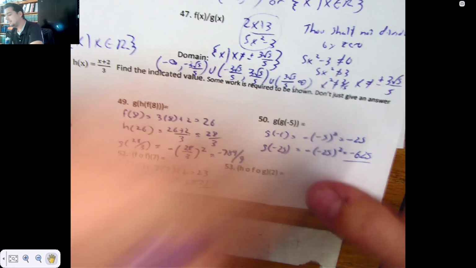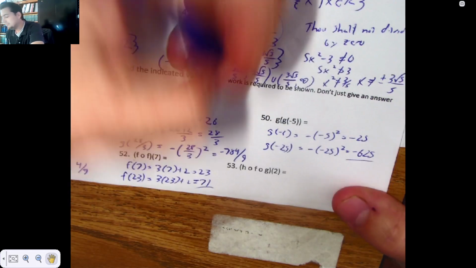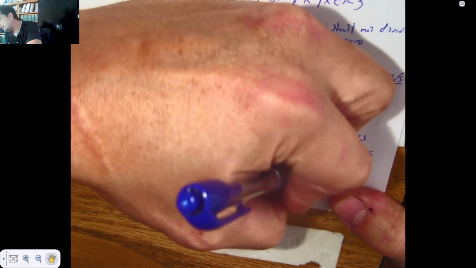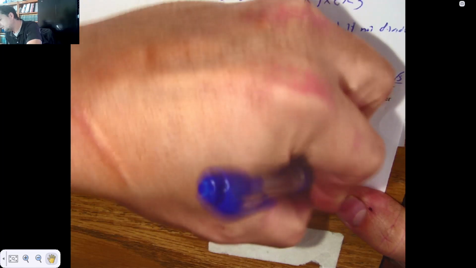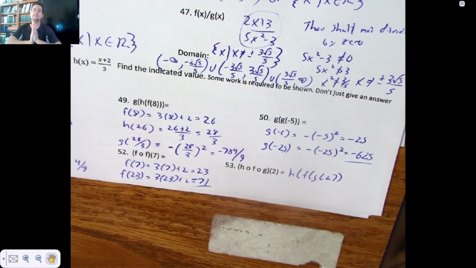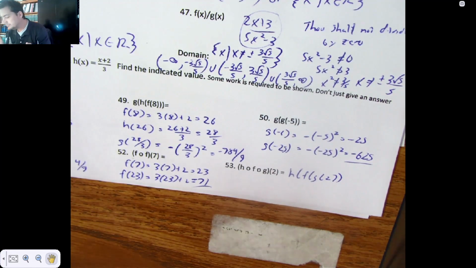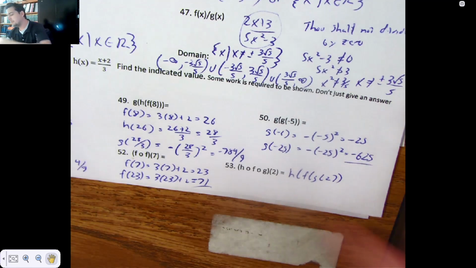H of f of g of 2. Look at that notation. H of f of g of 2. I'm going to rewrite this. H of f of g of 2. That way you can see clearly the goal is to work your way out. So start off by finding g of 2 and then plugging it back in.